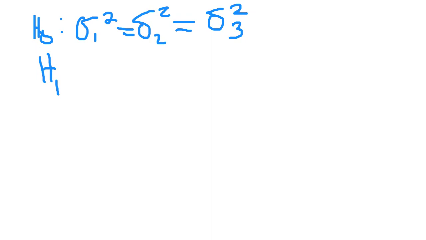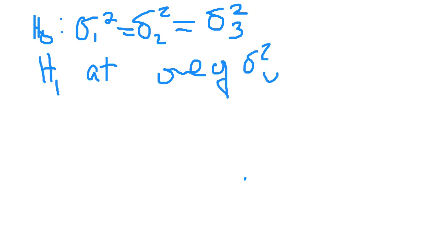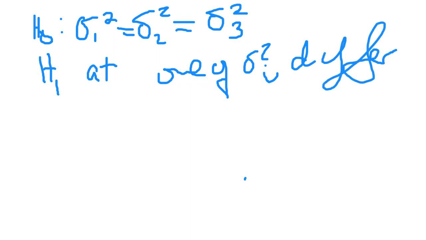So at least one of the variances is different. At least one of the sigma squared i differs from the other one. You must understand the meaning of at least. We must put at least here. Don't be surprised, guys, the way I'm writing now, we don't have the necessary resources.